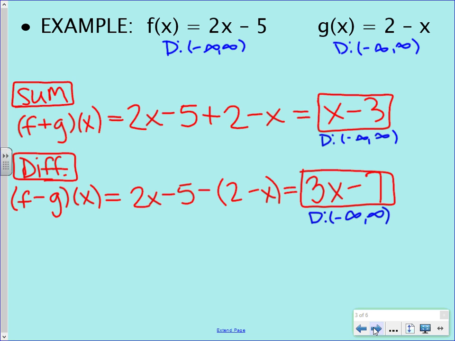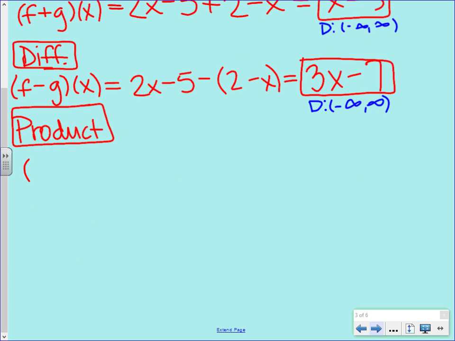So far, so good. The product, f times g of x. When you are taking the product, parentheses will be important again. When there is more than one term, you need to put that function in parentheses so that you can do any sort of distributing. Okay?